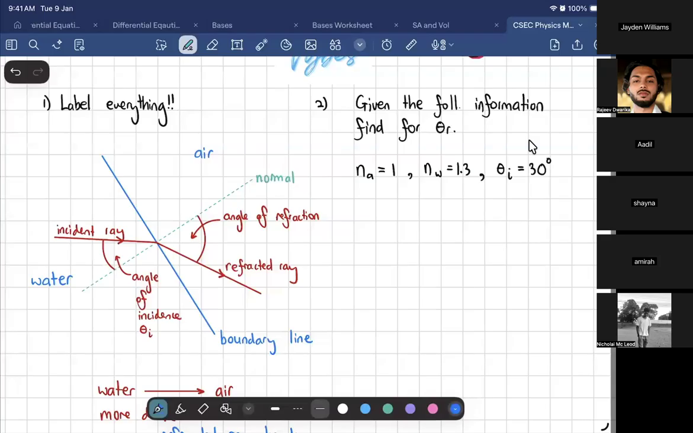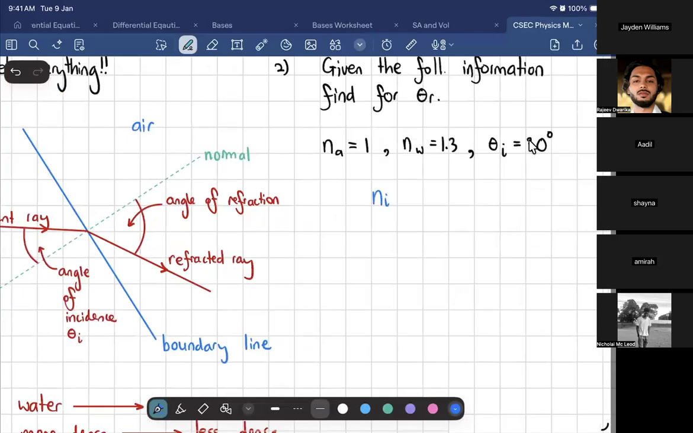Adil, pay attention. So Amira, what's the formula? Ni sin I equals Nr sin R. Right? Ni sin I is equal to Nr sin R. Now, N stands for what? What does N stand for?